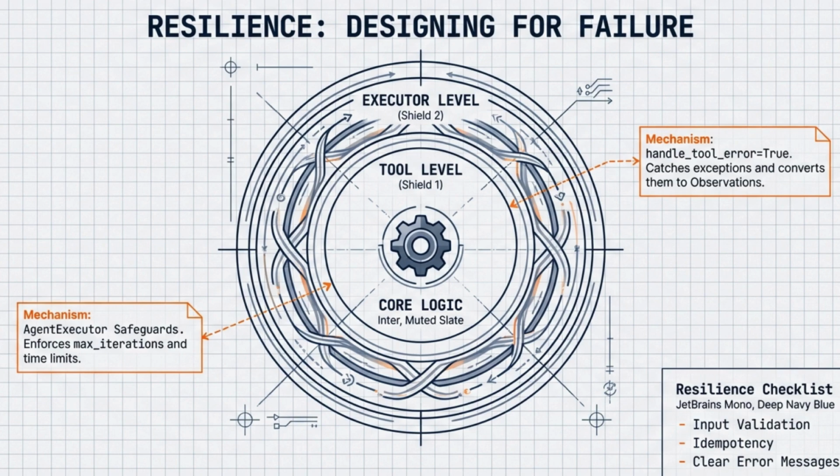Executor level, shield 2. Agent executor safeguards. Max iteration stops infinite loops. Time limits prevent runaway costs. The checklist. Input validation with Pydantic. Exception handling in try-catch blocks. Clear error messages. Idempotency for safe retries.